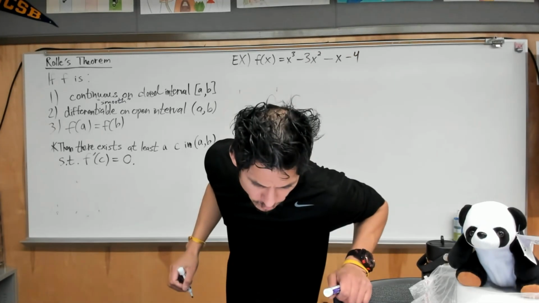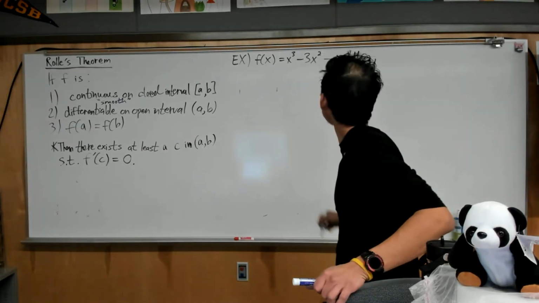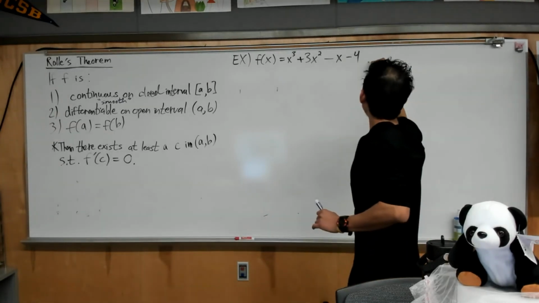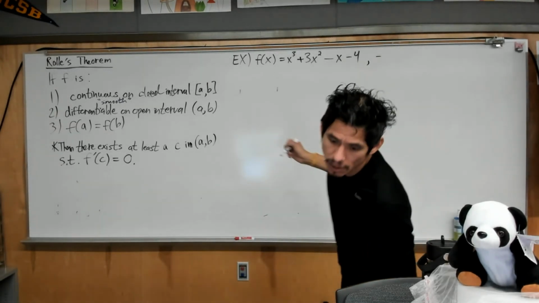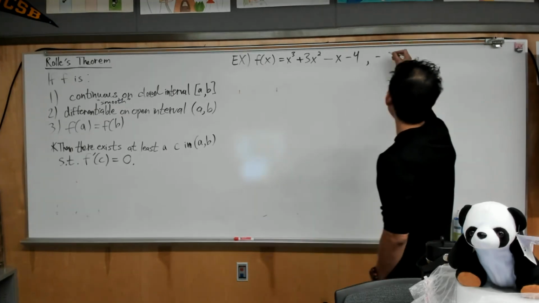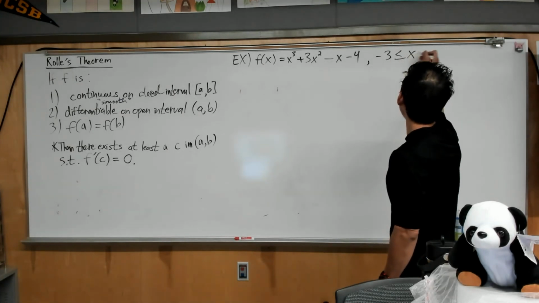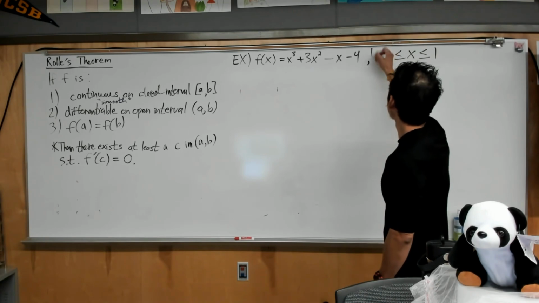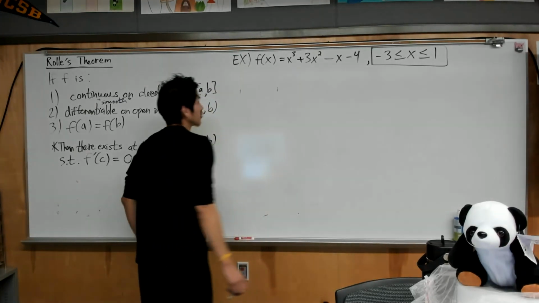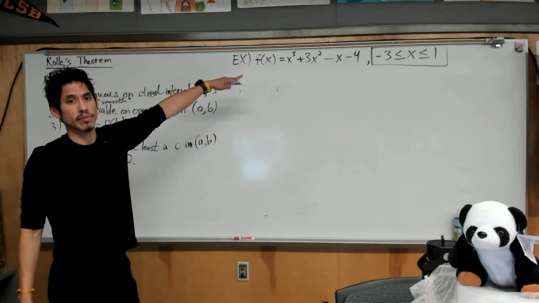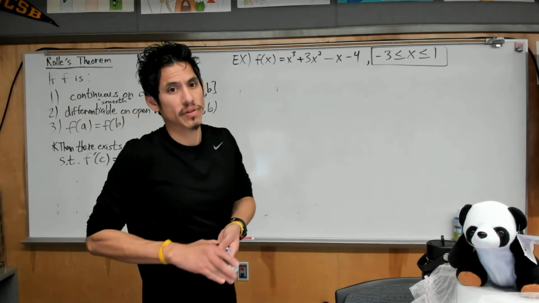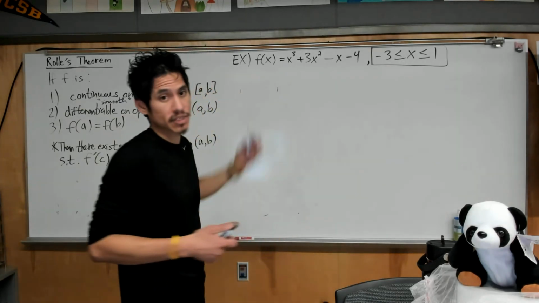Minus x cubed plus 3x squared minus x minus 4. And the interval is going to be from -3 to 1. So we're going to show that Rolle's theorem applies here, or let's show that if these conditions are met, it's going to apply.